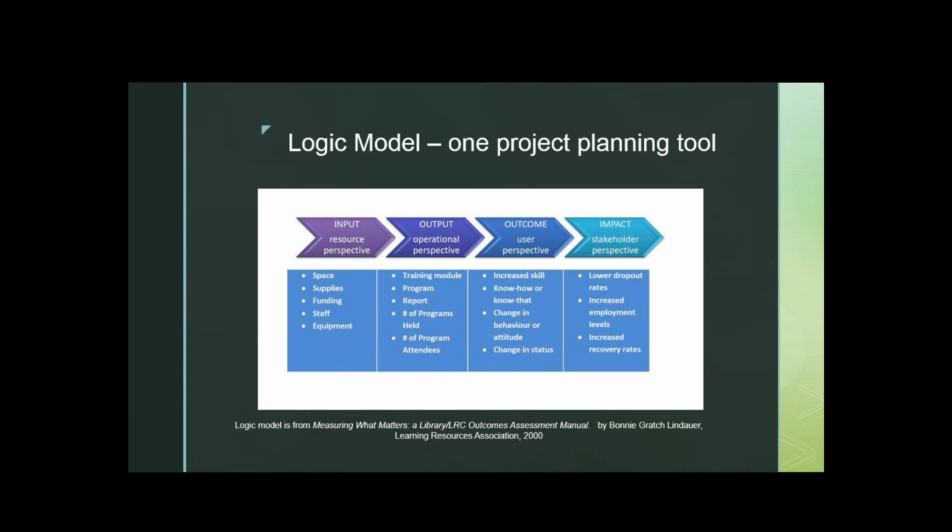But it is just an output. Whether or not they attended your training doesn't indicate anything other than they were there and they must have been interested. Outcomes, which is the next box, is about what they did with your training. So did they learn something and did it change their behavior? An outcome is from the user's perspective. So it's about the individual who came to your session or attended your book club. And it's about whether or not they saw a change in knowledge, a change in behavior, a change in attitude, or a change in status.